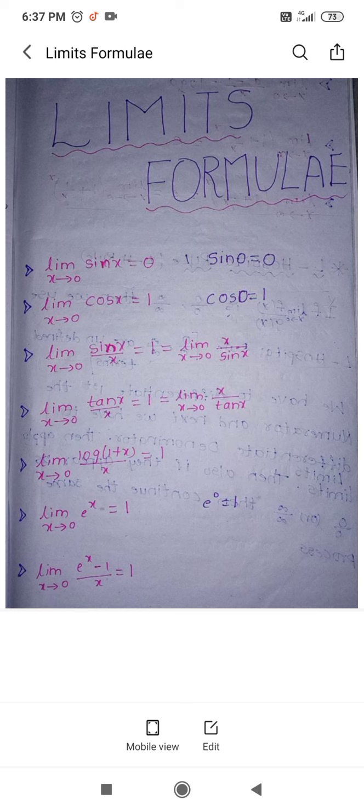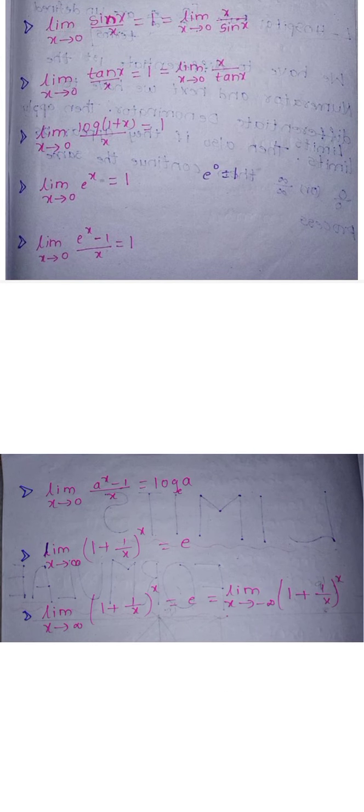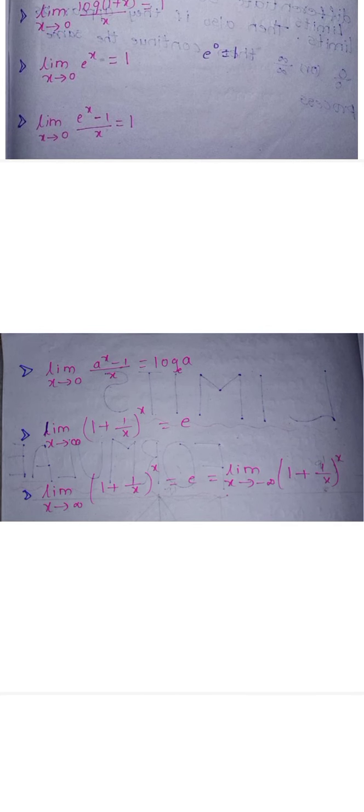Next formula, limit x tends to 0, e power x minus 1 by x. Then what is the formula? 1. Limit x tends to 0, e power x minus 1 by x is equals to 1. Next formula, limit x tends to 0, a power x minus 1 by x is equals to log a. So what is the value in the place of a? We have to write it after log. Limit x tends to 0, a power x minus 1 by x is equals to log a.